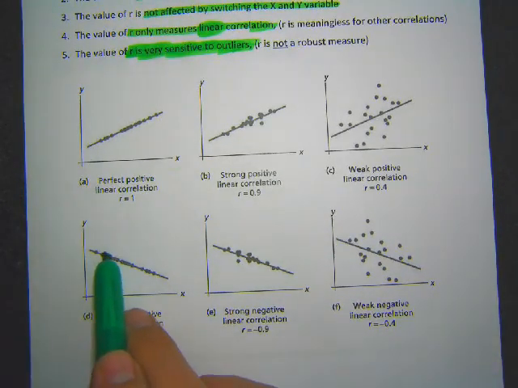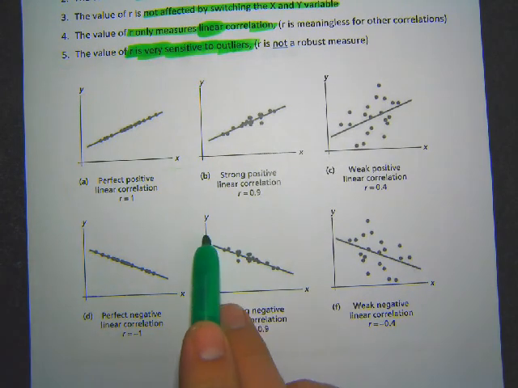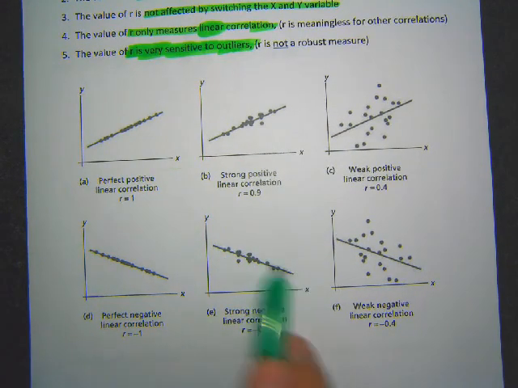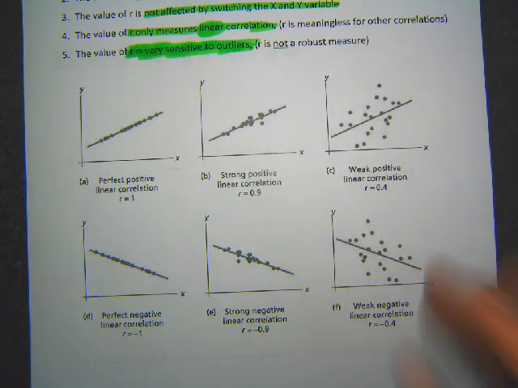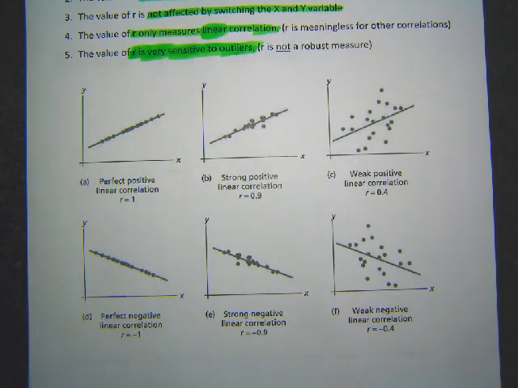Here this is the same thing, only negative. So perfect negative is going to give you -1. This is pretty strong correlation down to the right, so that'd be -0.9. And again, this one's pretty weak, so it's weak correlation. That's -0.4. So you can have positive or negative.